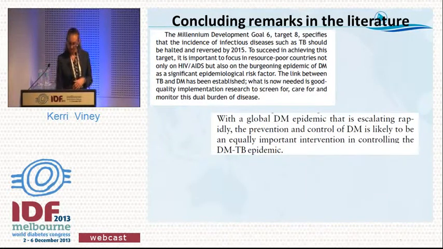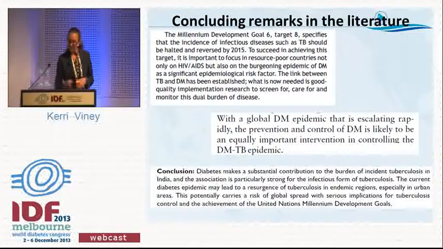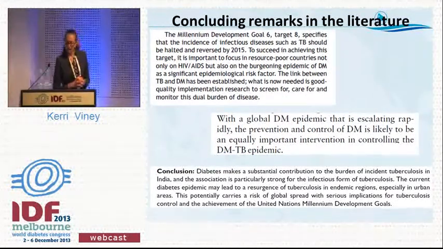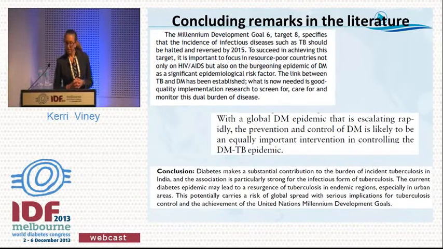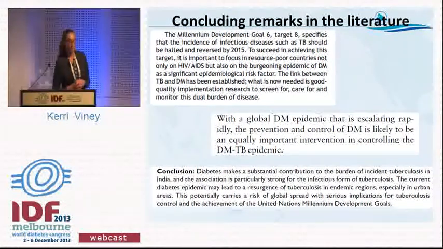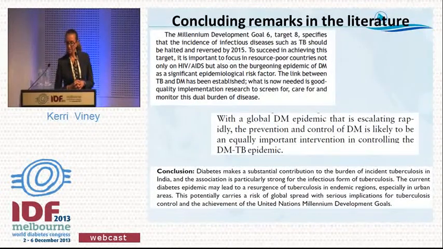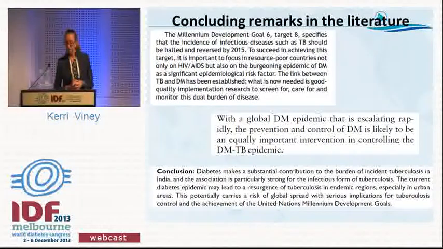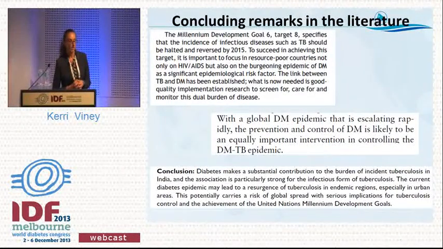And finally, I won't read this all out, but the current diabetes epidemic may lead to a resurgence of TB in endemic regions, especially in urban areas. This potentially carries a risk of global spread with serious implications for TB control and the achievement of the MDGs. So I'd just like to finish there.